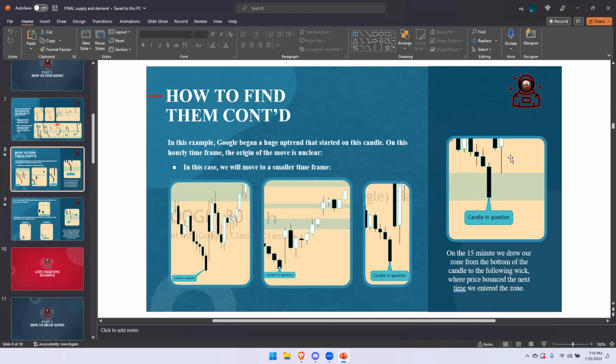If I can take your attention to right here, I took it from the bottom of the wick to the time that we found. So yes, I found this zone on the 15-minute, but I'm treating it like I found it on the hour, because I did find it on the hour. In order to find the origin of that hourly candle, I needed to find it on the 15-minute, if that makes sense. If I just took that wick, it would be way too big. Does that make sense?